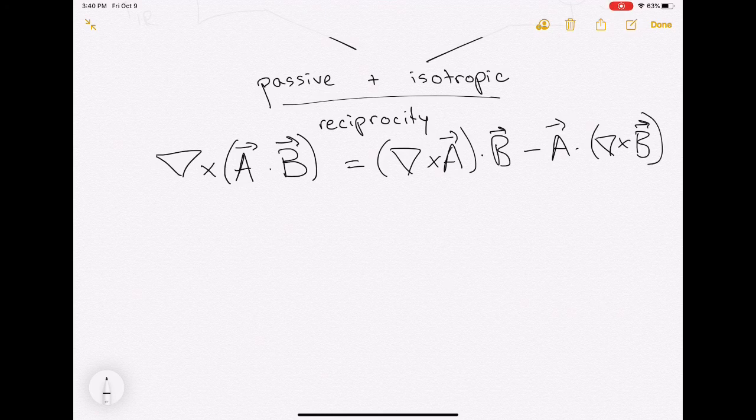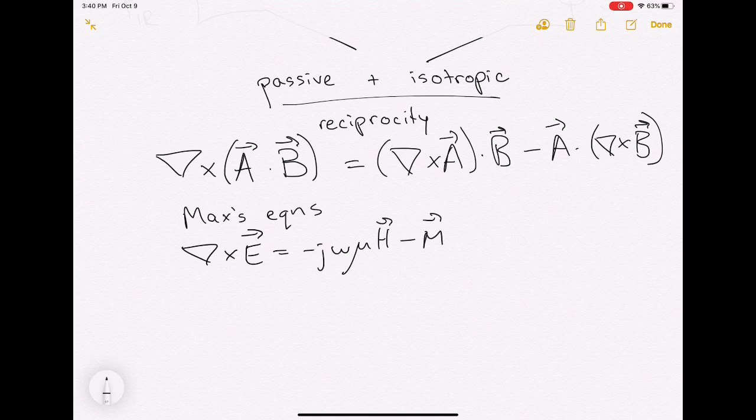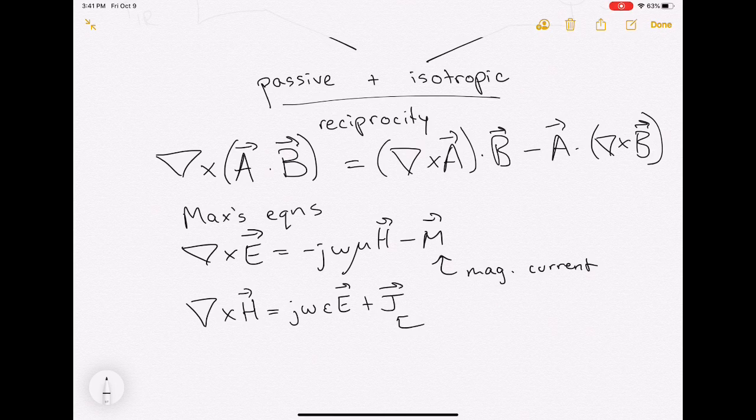We're also going to use Maxwell's equations. Faraday's law, so the curl of E is equal to minus j omega mu H minus M. That's a magnetic current, which doesn't exist in real life like we've talked about, but it can be a useful problem simplifying tool, so we're keeping it. And we've got Ampere's law, curl of H is j omega epsilon E plus J. And as you know, that's an electric current.